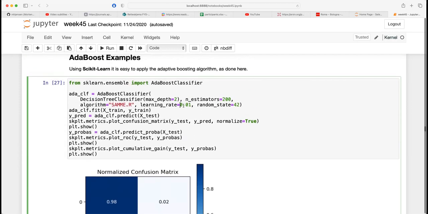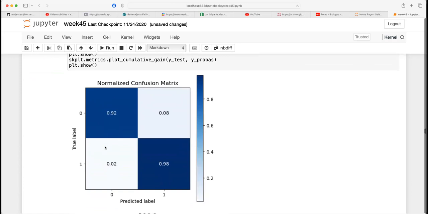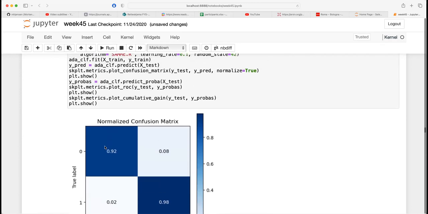We could just now, for the fun of it, make the learning rate larger and just see what happens. And we can make the tree deeper. So in that case, you see now it doesn't look that good. So that becomes a parameter we would have to tweak.